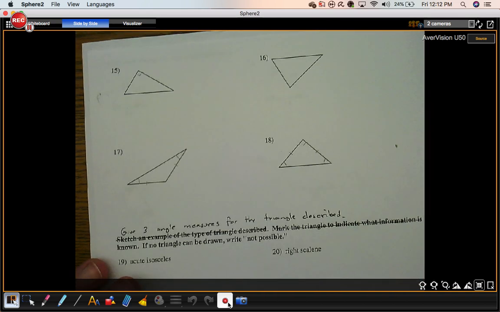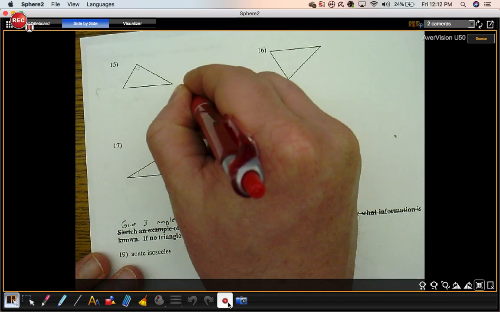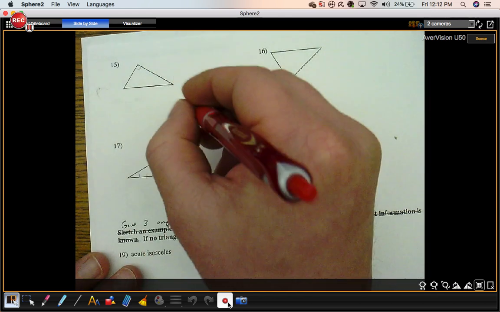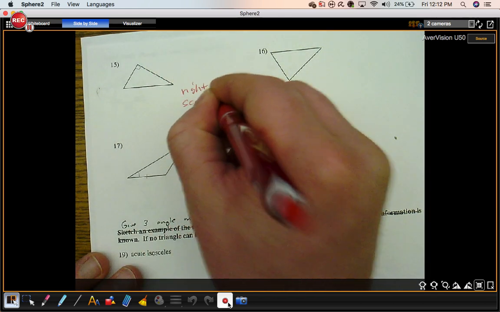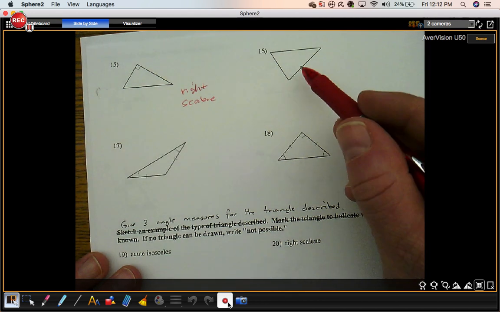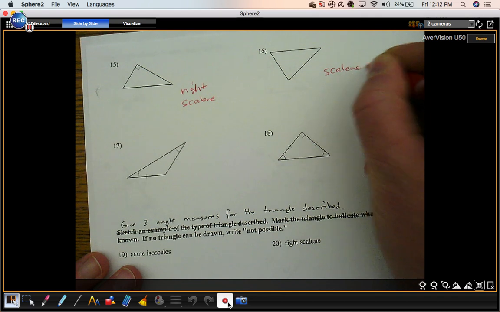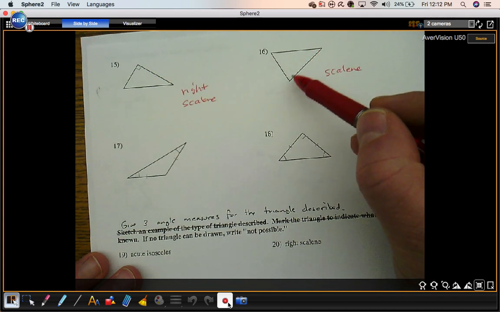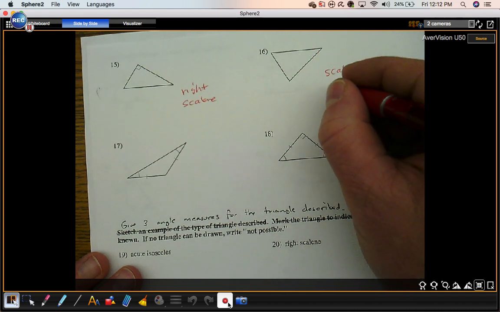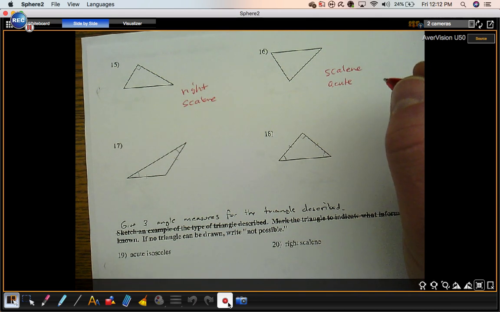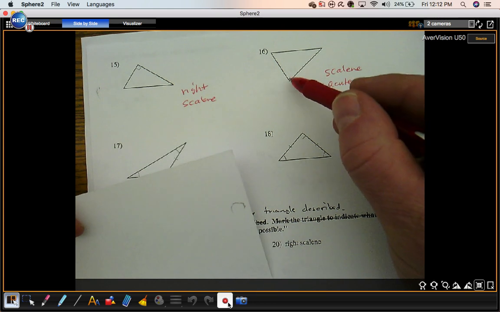We'll look at these ones also. This is a right triangle because you have a right angle. None of the sides are marked congruent, so we're going to call it scalene. Number 16, none of the sides are marked congruent, so we'll call it scalene. Also, all of the angles appear to be acute. They're skinnier angles. If you put your corner of the paper inside that angle, it would cover it up.